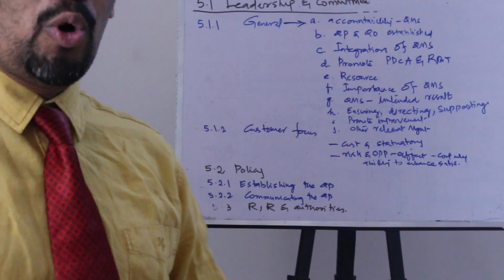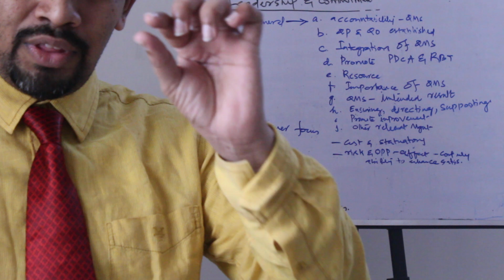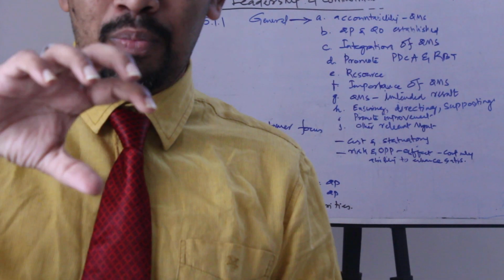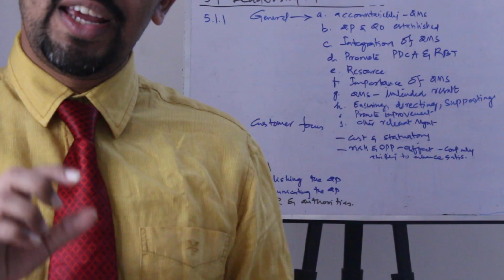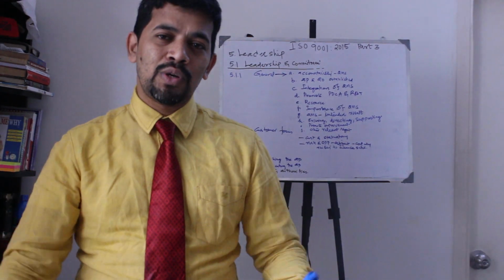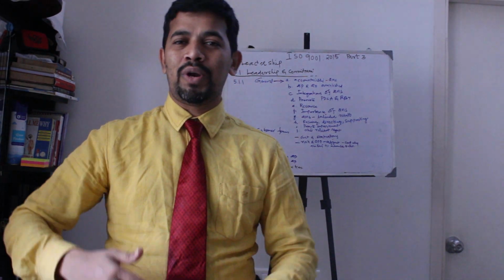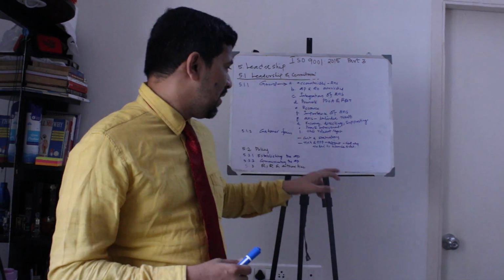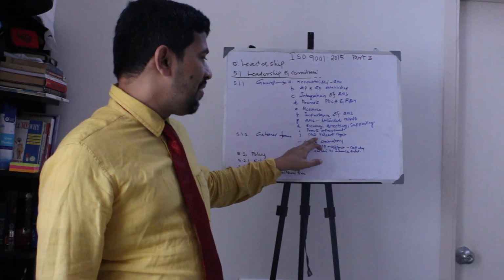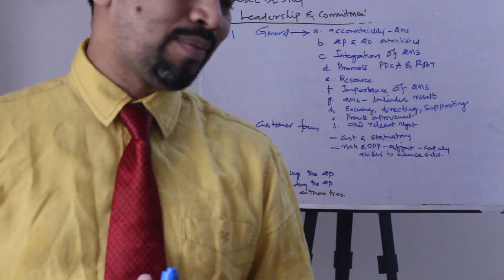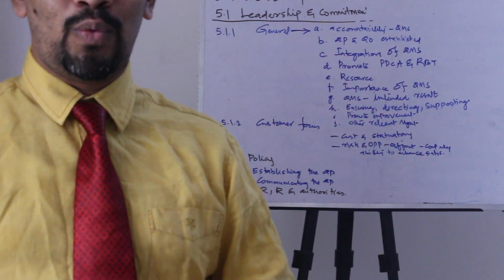The next item we have is promote improvement. In section D, we saw promote the process approach and risk-based thinking. Here it says promote improvement, a very generic word. It can be process improvement, breakthrough improvement or anything. So top management shall promote improvement. Then lastly we have other relevant management. They can also take care of other relevant management systems. So that's what 5.1.1 says.